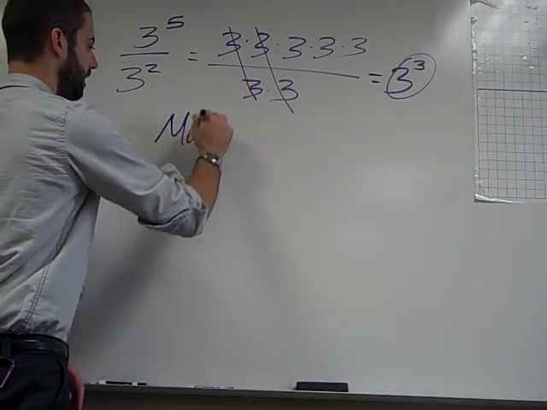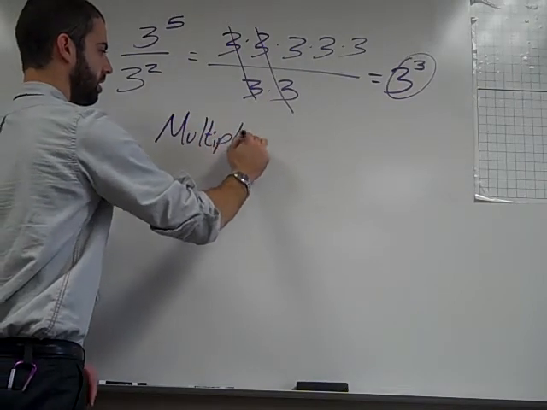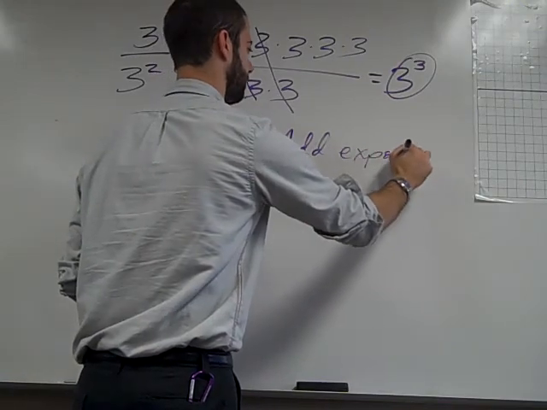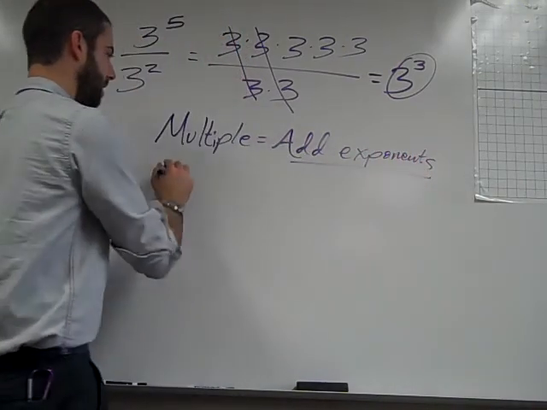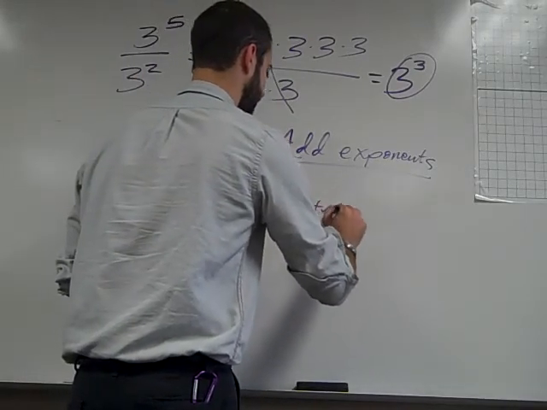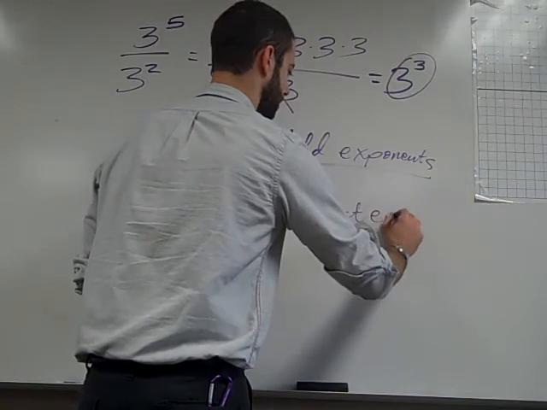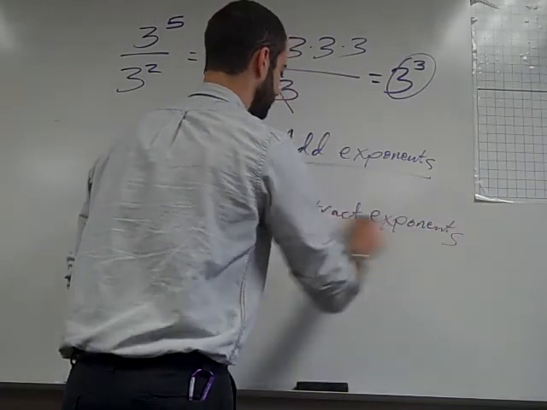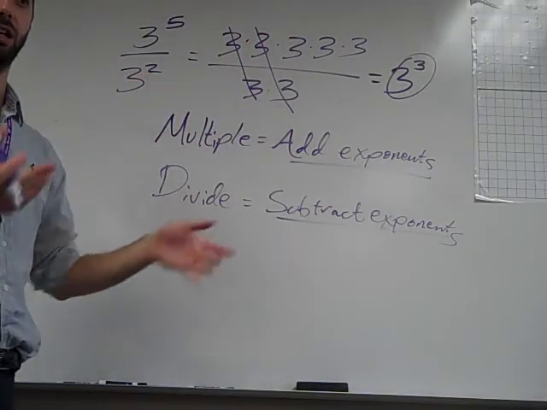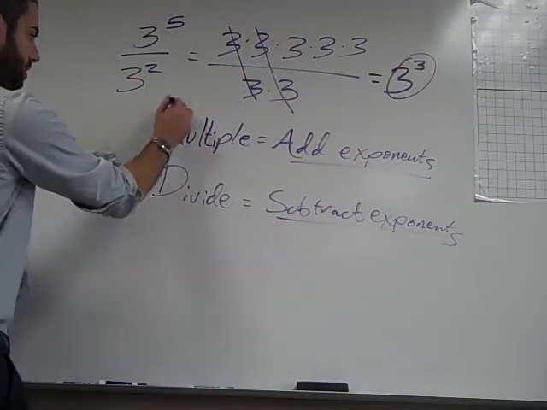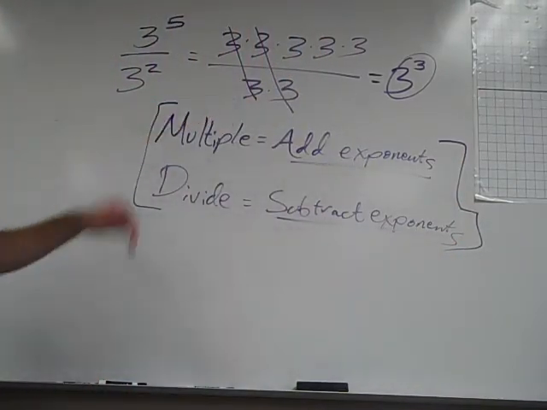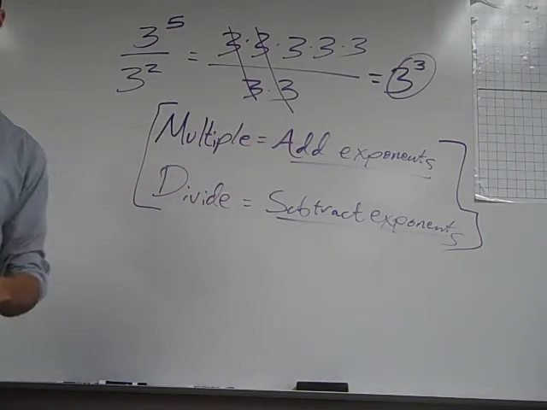So here's the rule, basically. When I multiply, I add exponents. And when I divide, I subtract exponents. Now, if you forget this rule, that's fine. You can always expand it out and cross out or count how many are left over. But here's just a simple shortcut rule. Multiply, you add the exponents, divide, you subtract.